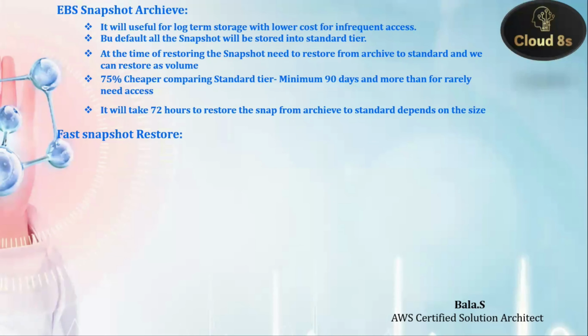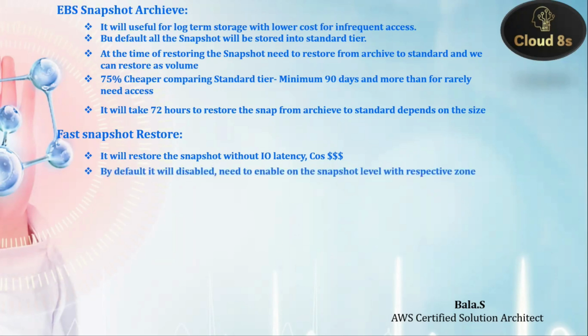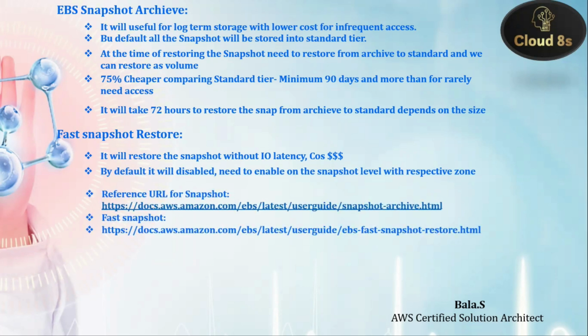AWS fast snapshot restore is nothing but a way we can restore our snapshot in the fastest way, without IO latency. They charge a higher cost compared to the standard tier, so by default it will be disabled. If you need to enable fast snapshot restore, we should enable it for the respective availability zone. So when you need a snapshot to be restored in the fastest way, you can go with fast snapshot restore, but it will be more costly compared to other storage.